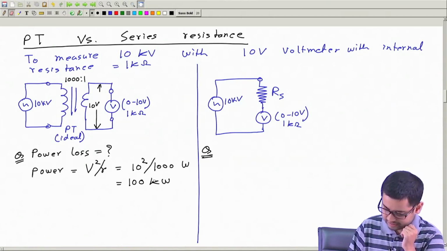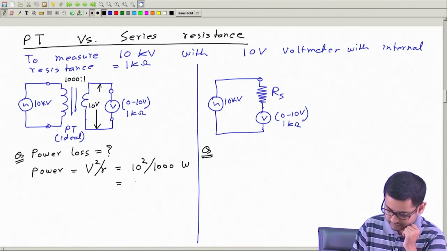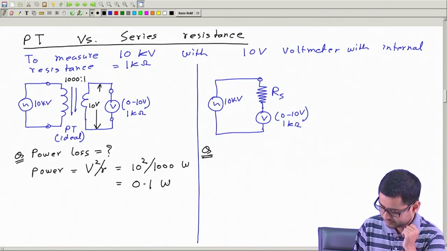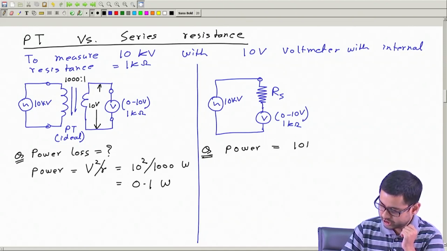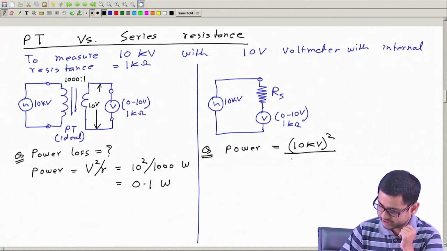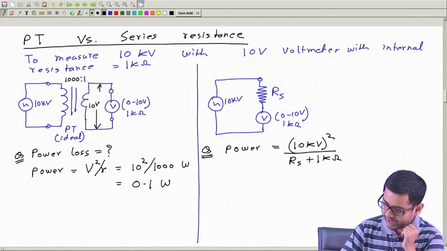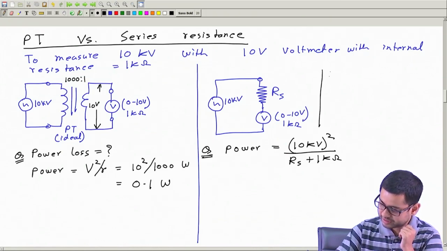So this is 100 by 1000, which is 0.1. Okay, and here the power loss is how much? This will be this voltage, 10 kilovolt squared, divided by these two resistances, Rs plus 1 kilo ohm. Now how much should be Rs? Let's calculate that first.